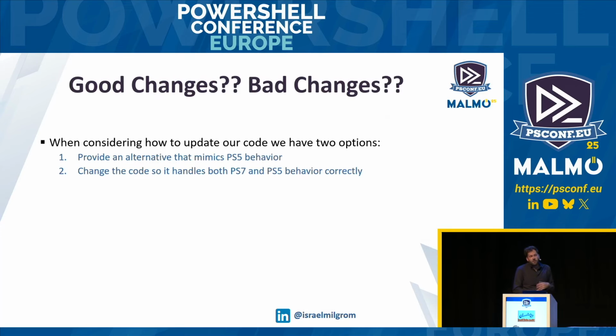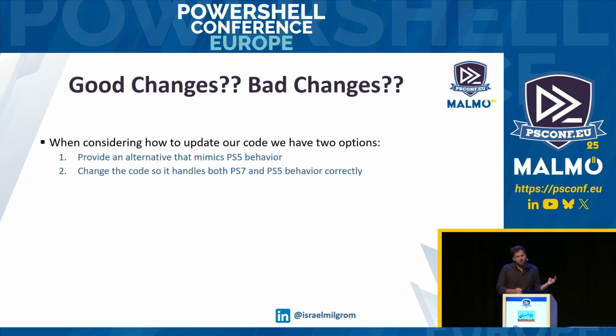So next up, I wanted to talk conceptually about these changes. We said some of them are just clear bugs. Some of them are desirable or undesirable behavior changes. Are they good changes? Are they bad changes? And more importantly, how do we want to change our code to handle those changes?